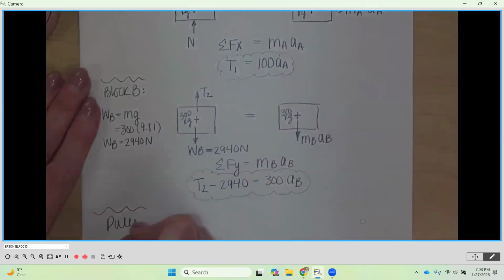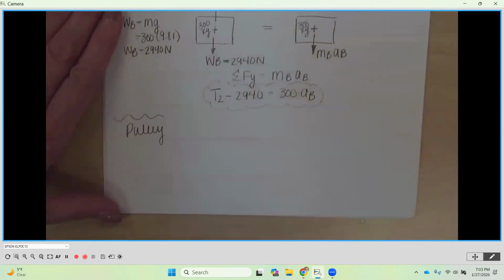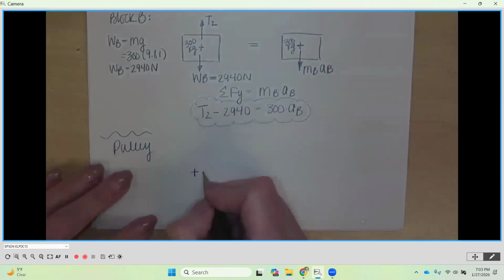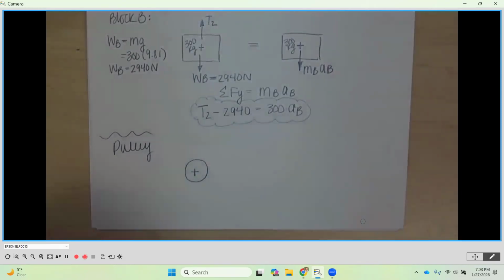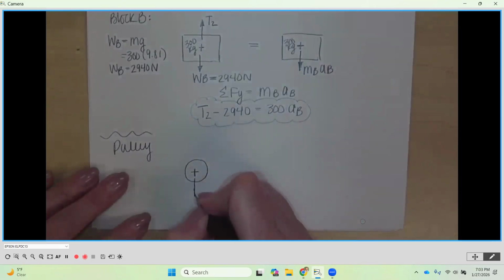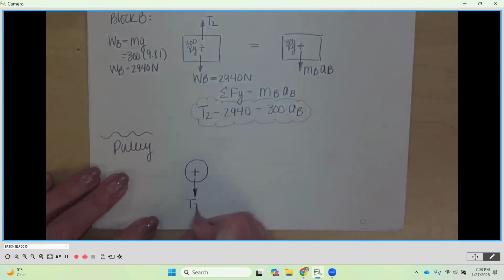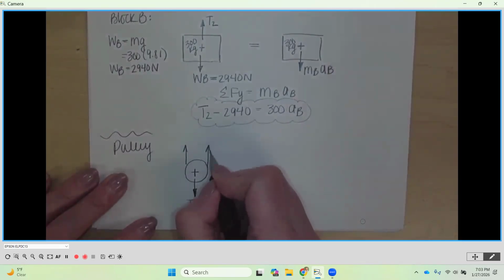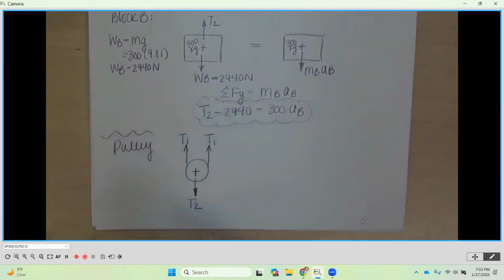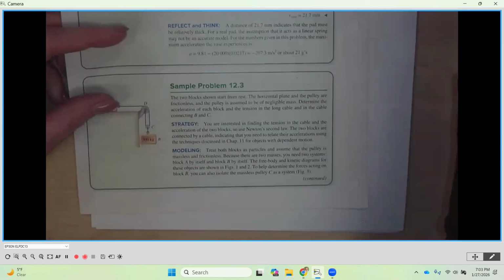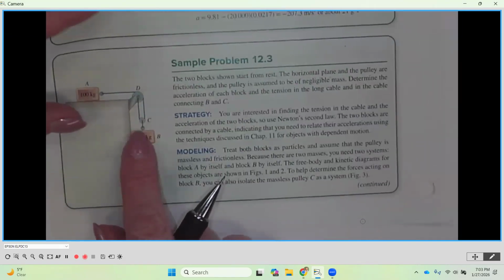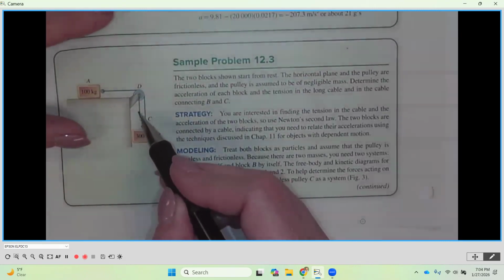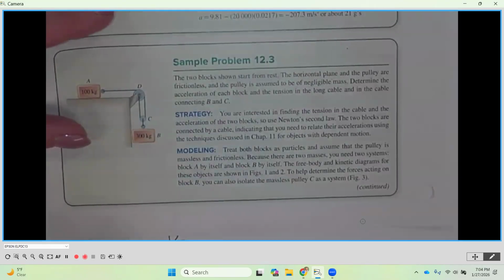So we're going to do a free body diagram of our pulley. That is going to look like this. We've got tension 2 going down to block B, and then we've got a tension 1 and a tension 1. If we look back at that pulley, the pulley that we're referencing is this one right here. So we've got a tension 2 going down and the two tensions going up on either side.